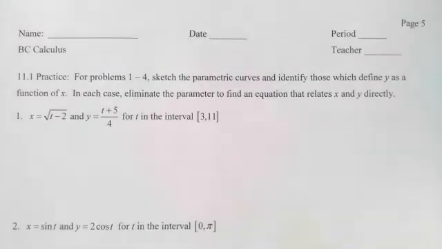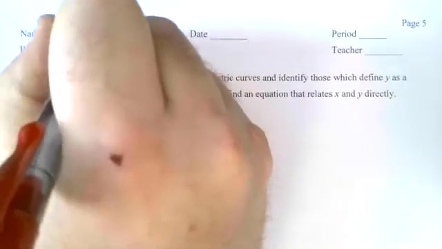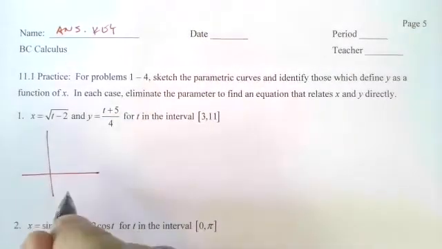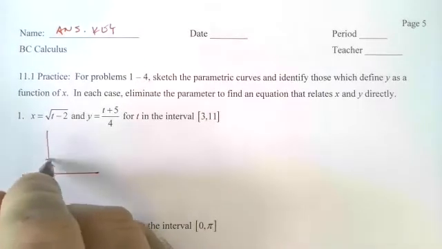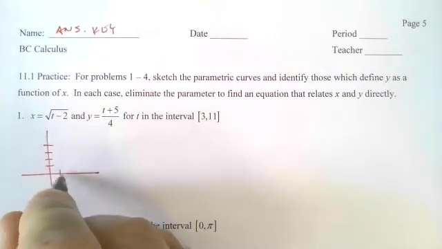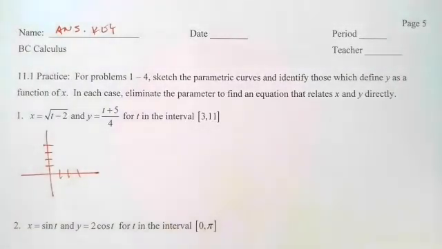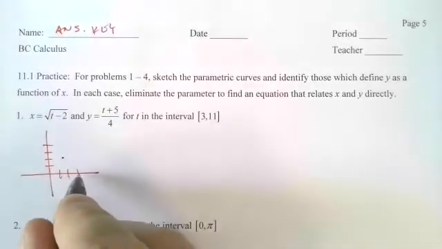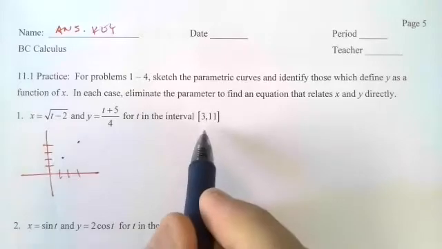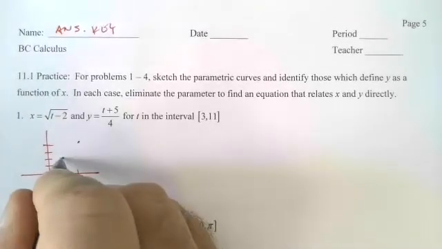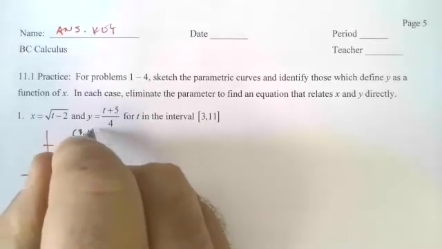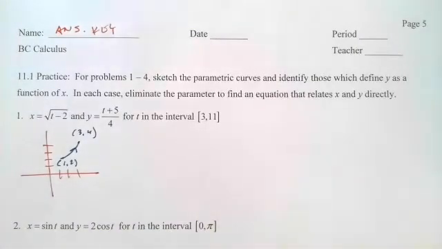All right, working out 11.1 problems here. Gonna roll right along. Feel free to pause if I go too fast. Gonna graph this first. Could use a calculator. Looks like it starts at the point 1, 2, goes up to 3, 4. That's it. So definitely a function.